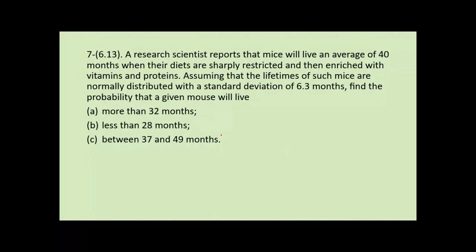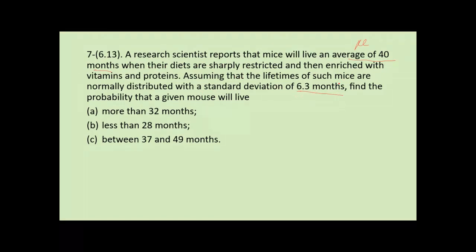A research scientist reports that mice will live an average of 40 months. This is our mu. This is when their diets are sharply restricted and then enriched with vitamins and proteins. Assuming that the lifetimes of such mice are normally distributed with a standard deviation of 6.3 months. Average is 40 months, standard deviation is 6.3 months.